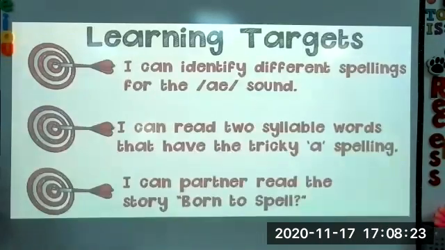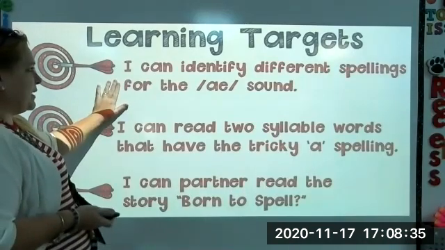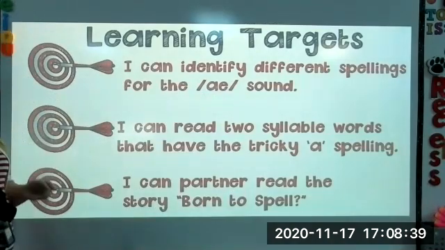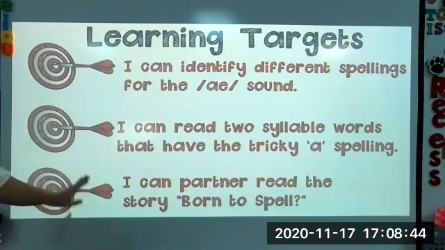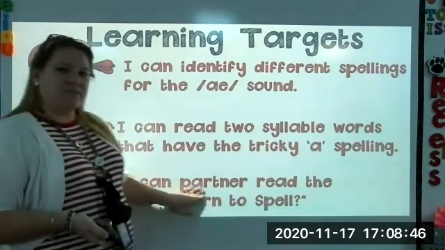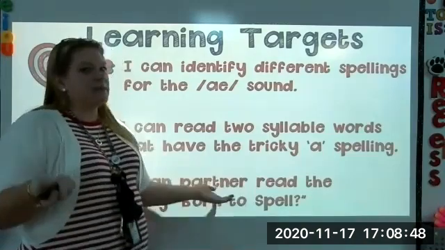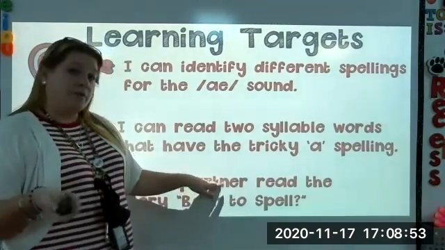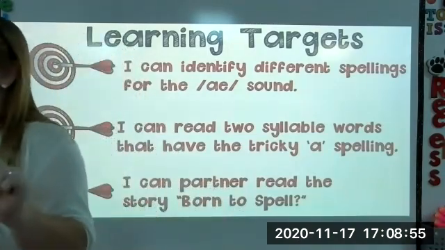Good job. All right, so our learning targets for today, little pad ones, is, there's more than one. I can identify different spellings for the A sound. I can read 2-syllable words that have the tricky A spelling, and I can read the story Born to Spell. We always have to skip this partner read part because you're at home alone and you don't have a partner here at school. You can partner read it with your family tonight when you do it for your second read.